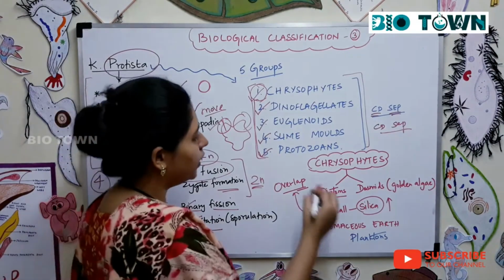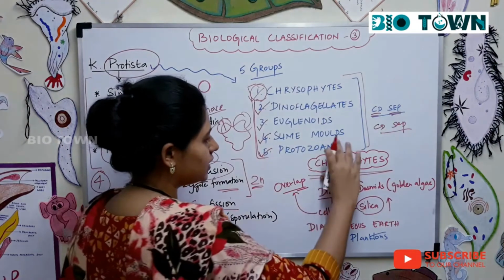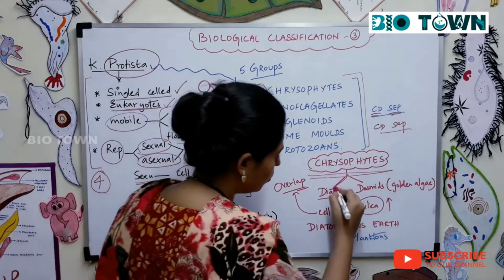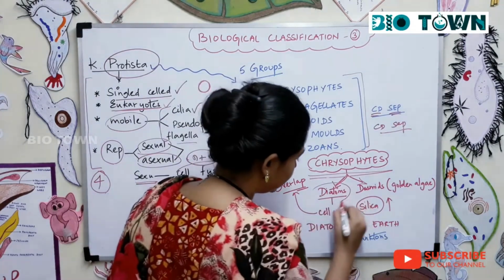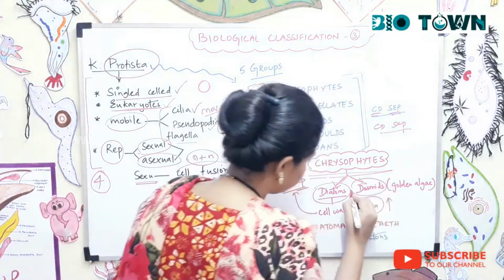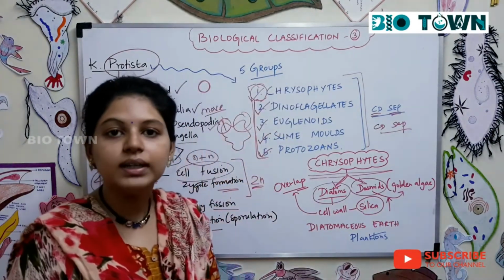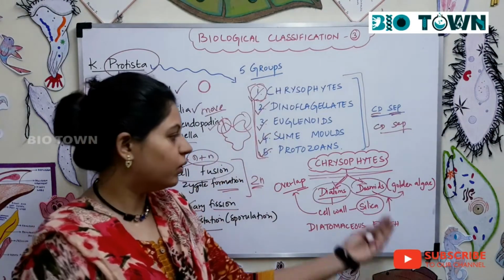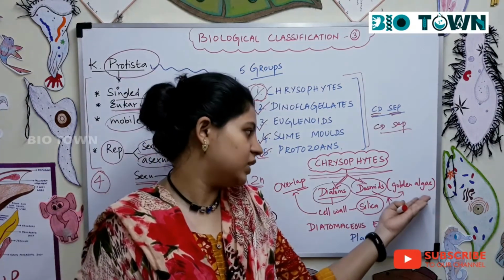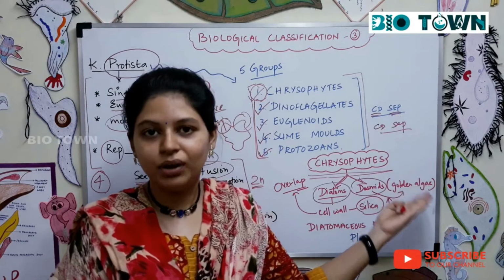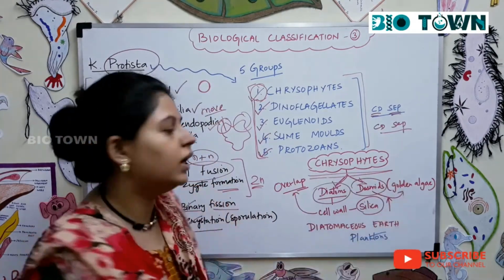Alright, now first is group chrysophytes. Now this chrysophytes has two important organisms, that is diatoms and desmids. And now these desmids are also called golden algae. Alright, so the name is just golden algae, which doesn't mean that they belong to algae.